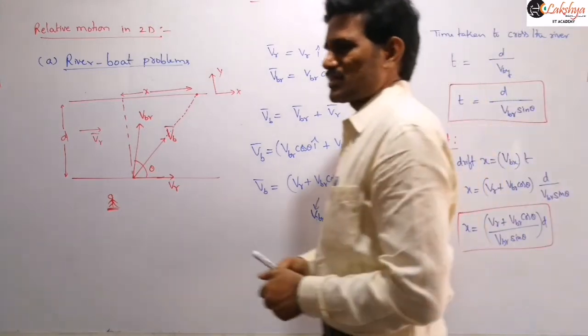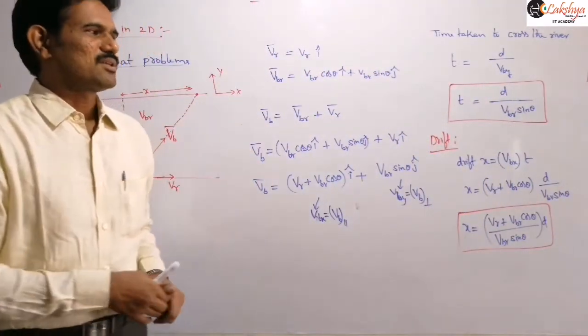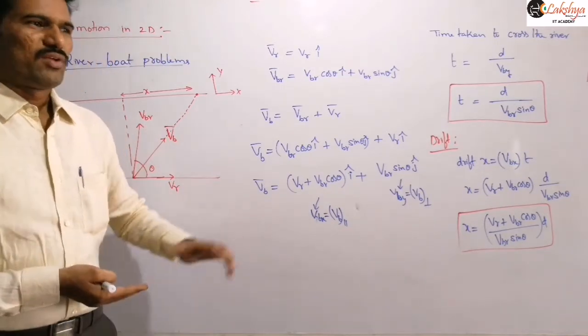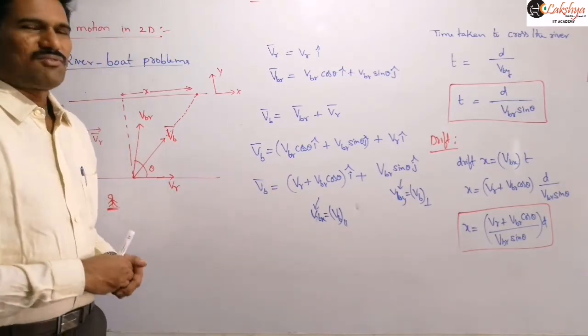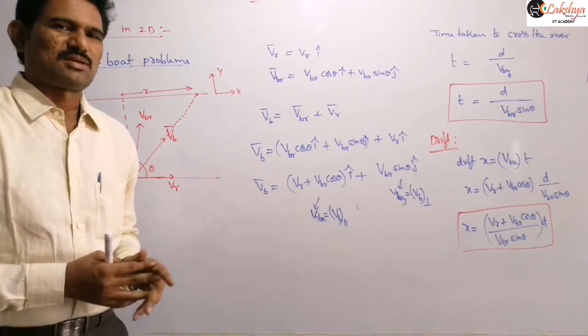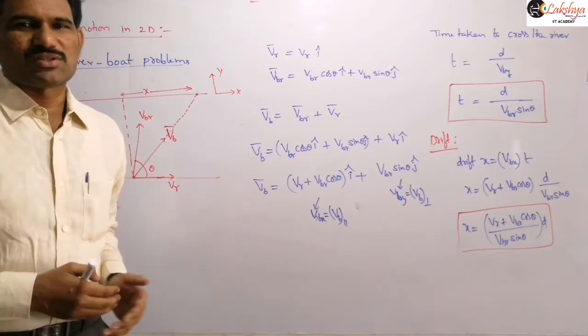Now we will discuss some cases: when the time taken by the boat is minimum, and when the distance travelled by the boat is minimum. Those are the cases we mentioned as shortest time and shortest path.